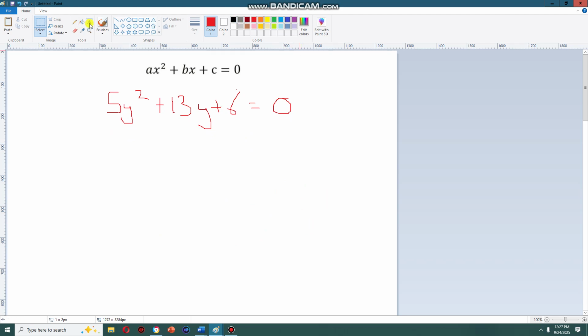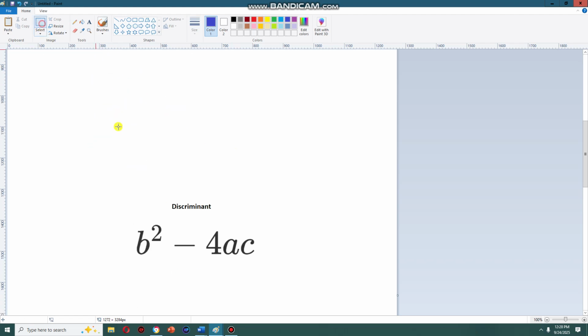Step number 2, identify your A, B's, and C's. Okay, for example, this number right here in front is A, and A is equal to positive 5. This number right here is your B number, and B is equal to positive 13. And this number right here is C. C is positive 6. We have identified A, B, and C. Step number 2 is done.